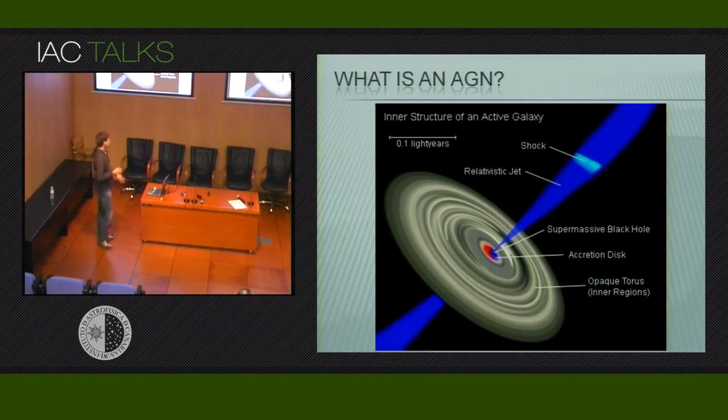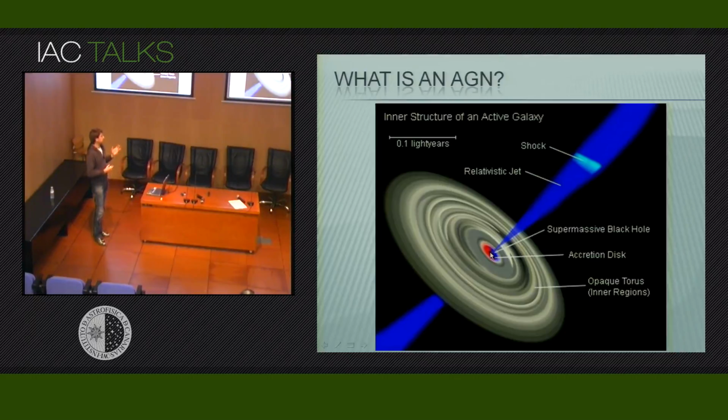You have an opaque torus of dust around it, and they are producing relativistic jets and shocks in these jets. So now, depending on from what angle we see this AGN, we see these nice jets in the radio, or we see directly inside, and then we call it a blazar because it's very bright when we look directly into the jet.